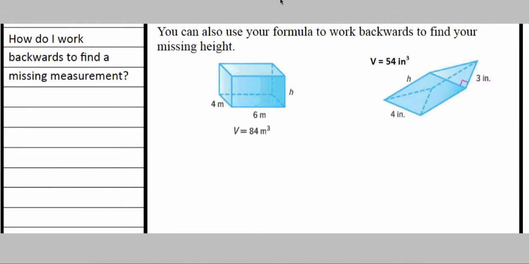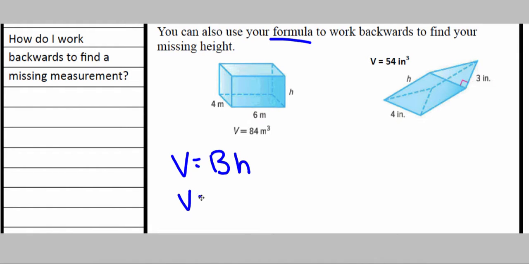Last one's working backwards. So we're going to do this with both a prism and a triangular prism here. Okay, so these aren't pyramids, they're just prisms. But start by using your formula. To find volume, I'm going to find the area of the base times my height.